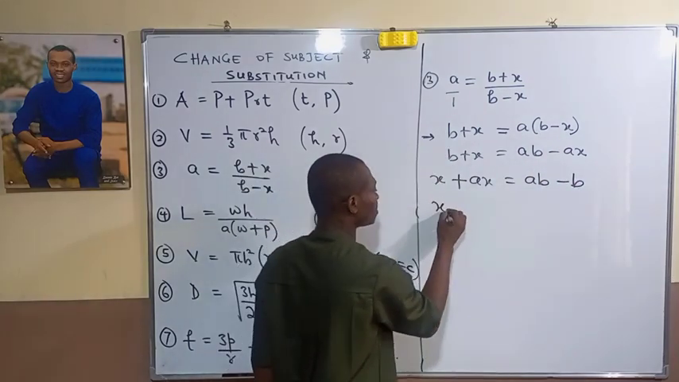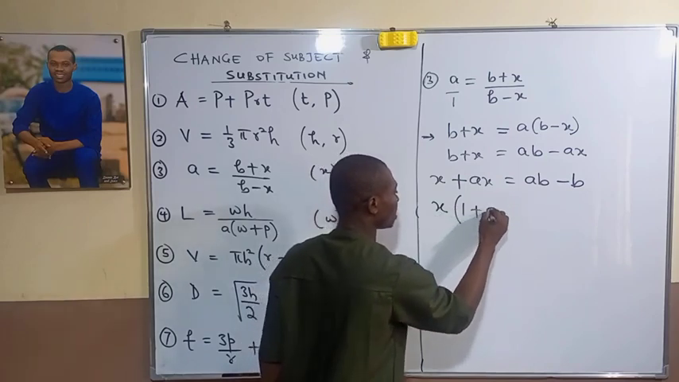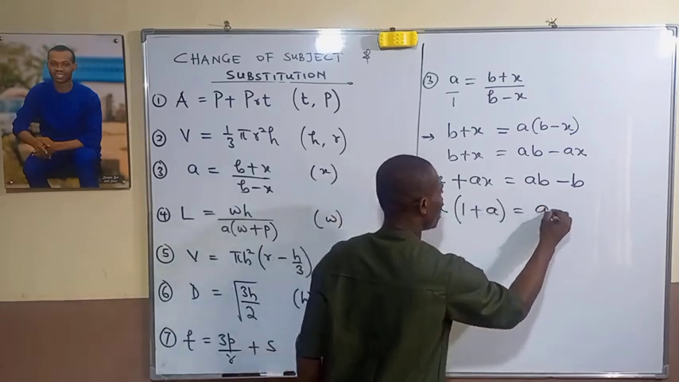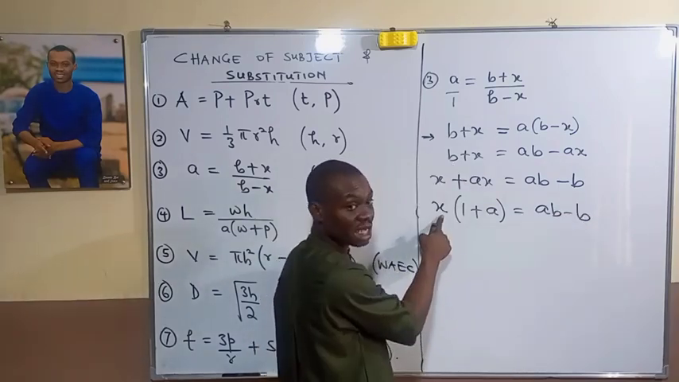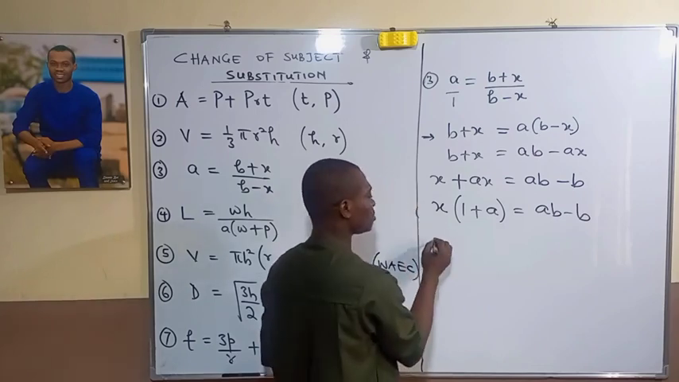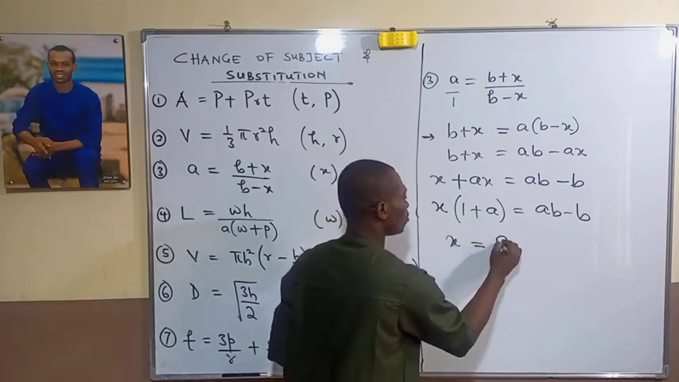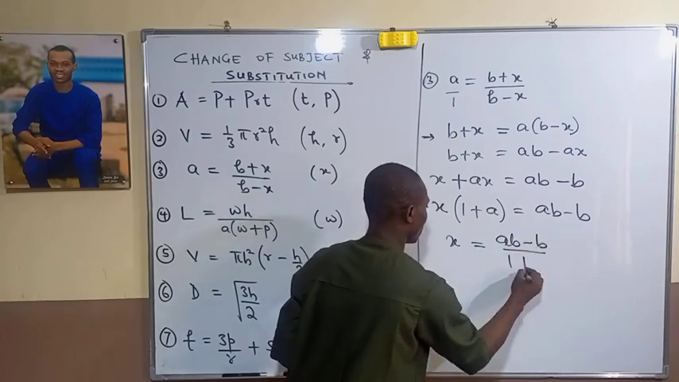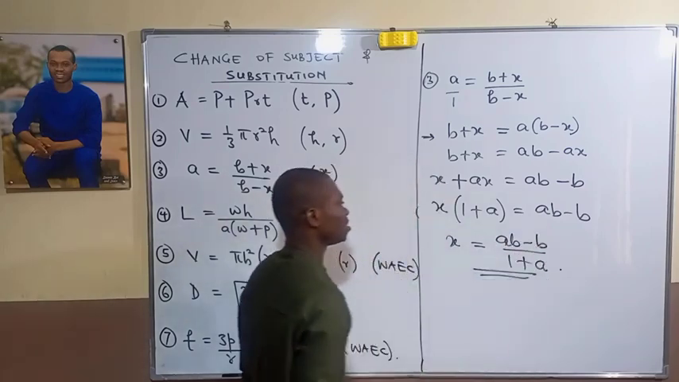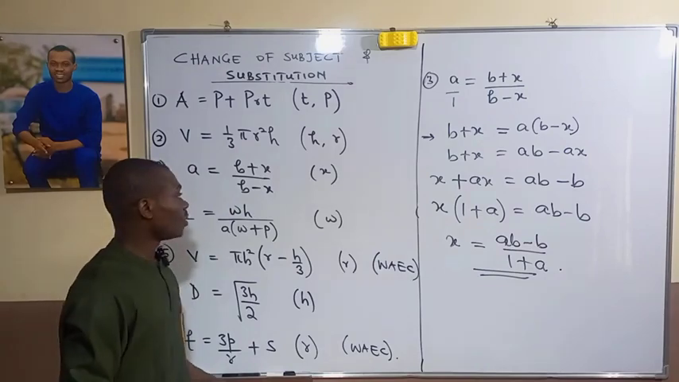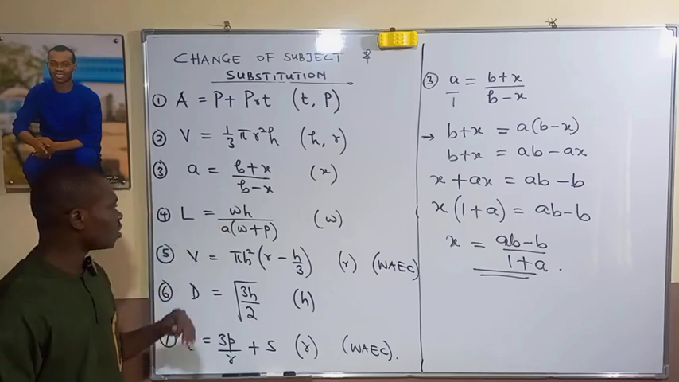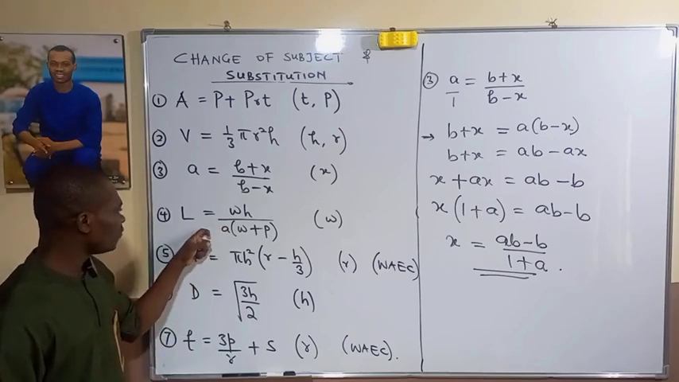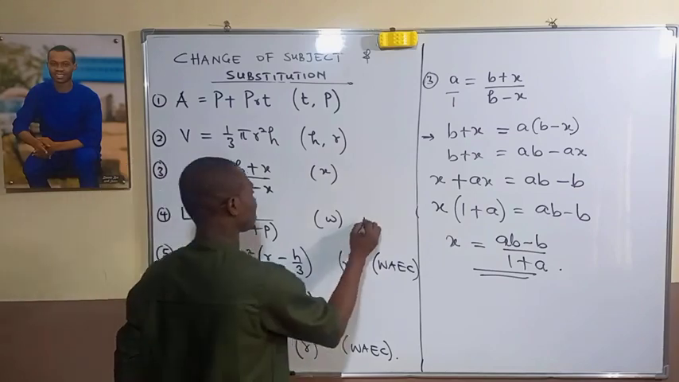So this will now give us x into 1 plus a is equal to. So at this point, you can now divide through by the coefficient of x. You can see our x is now 1. And so we now have x alone will be equal to. And that is the solution to the problem. Right? So that's how to do that. So the same thing will apply to number 4. And I'm going to leave number 4 as an exercise.